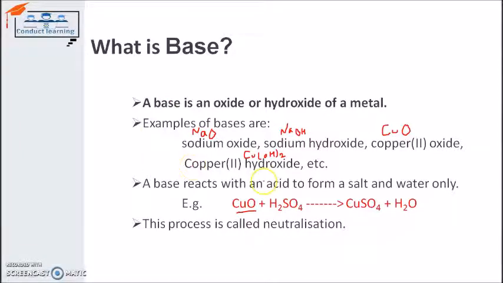A base reacts with an acid to form salt and water only. We have done this when we did the properties of acids in the previous video, where we found out that acids react with bases to give us a salt and water. In the same way, when a base reacts with an acid, it forms a salt and water. The example is given here, where copper oxide is a base, H2SO4 is an acid, and they both react to give us copper sulfate, which is nothing but a salt, and H2O, which is water. So we have got salt and water. This process is also known as neutralization.